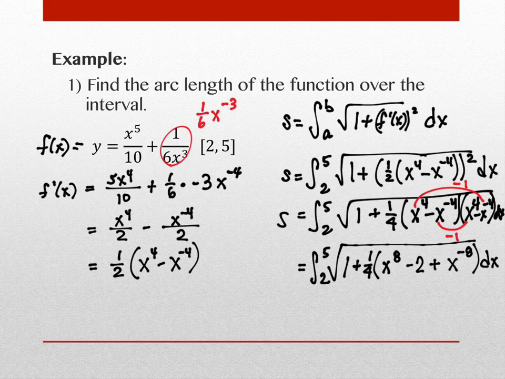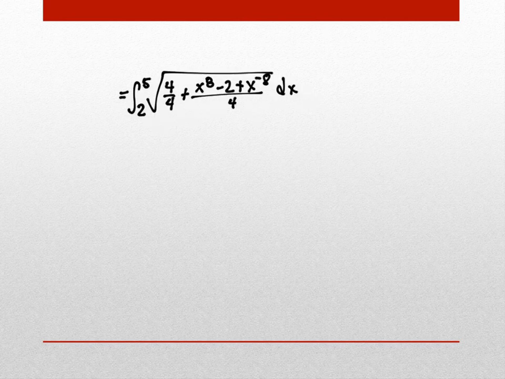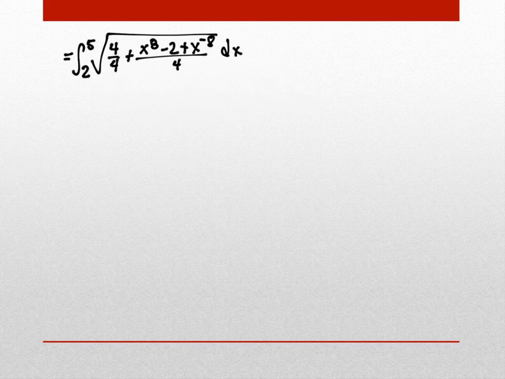Okay, I'm going to distribute this fourth through. And at the same time, I'm going to rewrite the one at the beginning as 4 over 4 so that I'll be able to combine it in a moment. So I'm going to do two small steps at once just to save a little bit of space. So this is 4 over 4. And then I have plus x to the 8th minus 2 plus x to the negative 8 over 4 dx. Okay, we good?